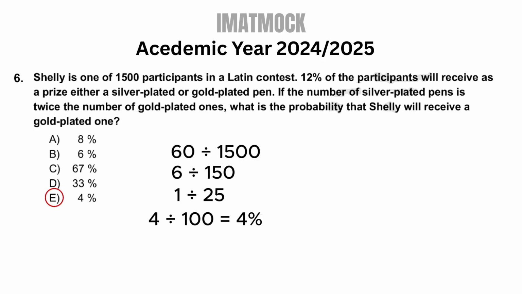A common mistake would be for students to divide 60 by 180 and get 1/3. Then choose option D, but that's only the probability of getting a gold pen if you've already won a prize. The question asks for the probability that Shelly, out of all 1,500 participants, receives a gold pen. That's why the denominator must be 1,500, not 180. Always check whether the denominator should be the total number of participants or only a smaller group.